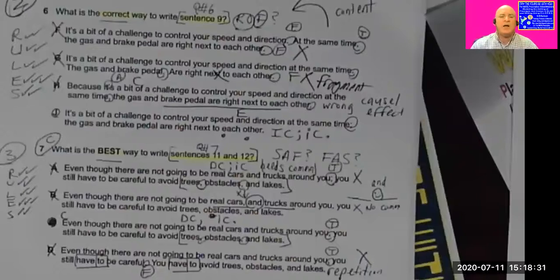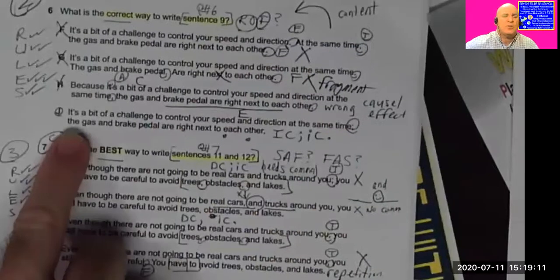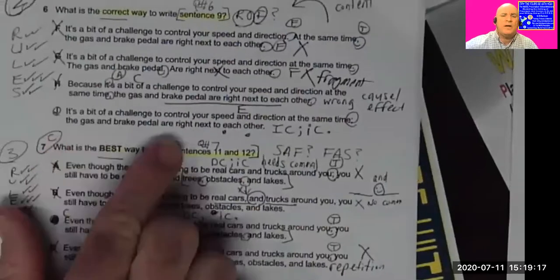It is a bit of a challenge to control your speed and direction at the same time. Semicolon. What that means is, instead of using a comma and a FANBOYS like a lot of us do to join two ICs, independent clauses, you can also substitute a semicolon to join two independent clauses, saying, come together right now, by putting a semicolon, but with no capital on the second portion, unless it's a proper noun. The gas and brake pedal are right next to each other.